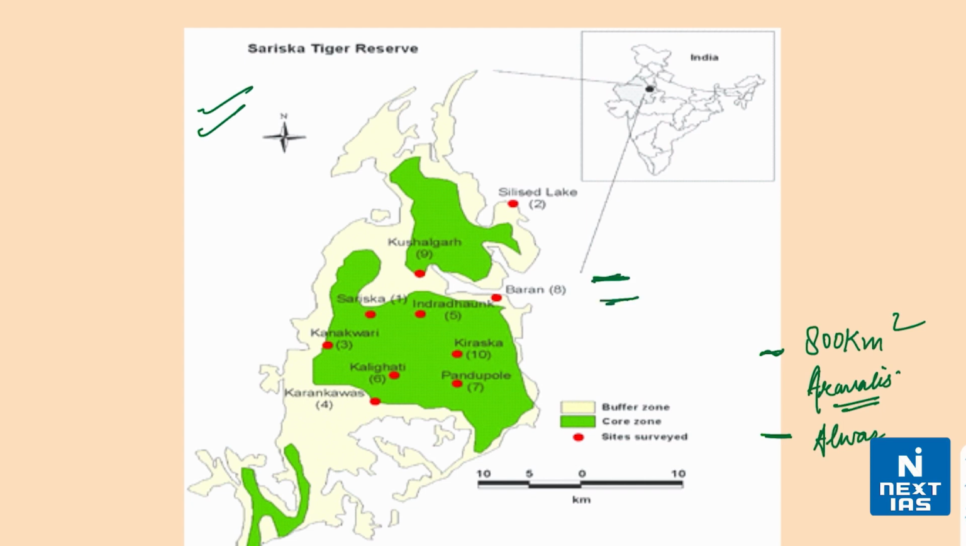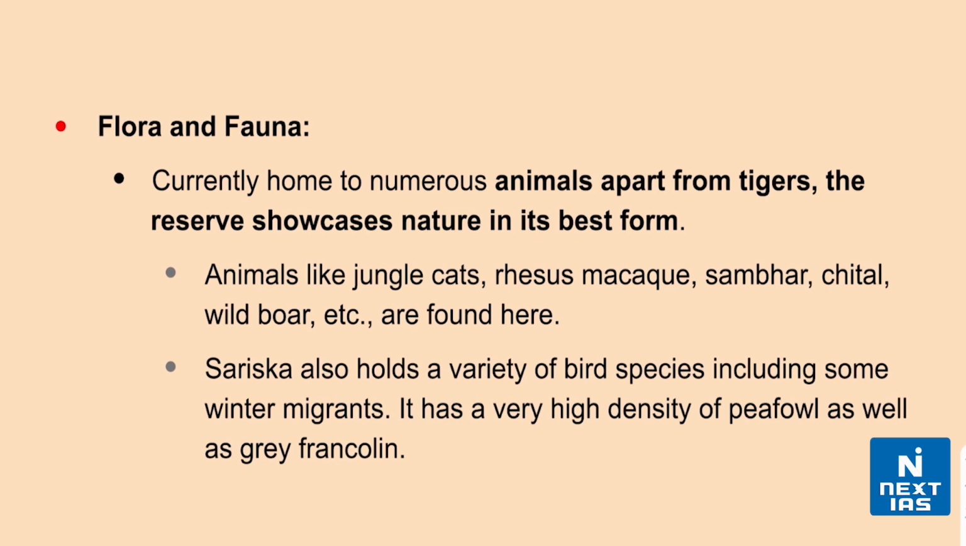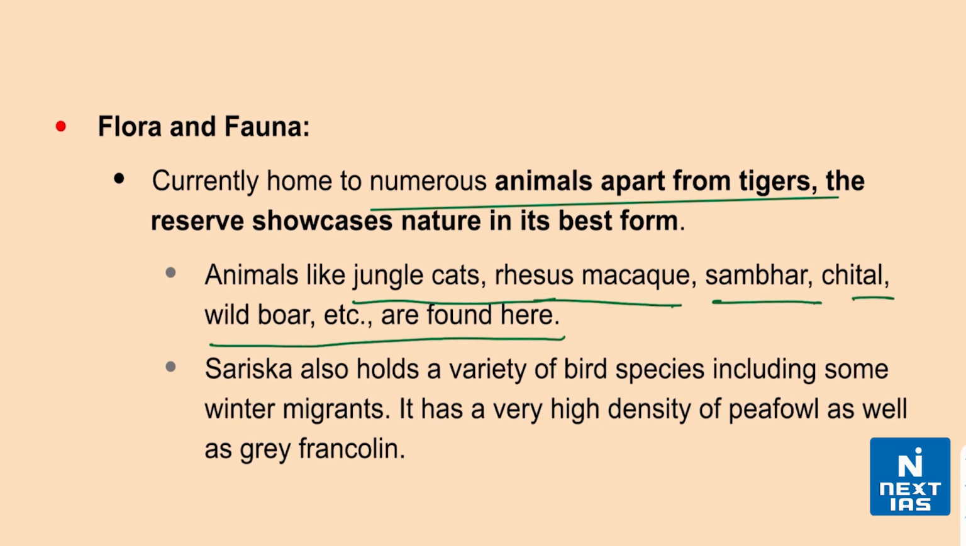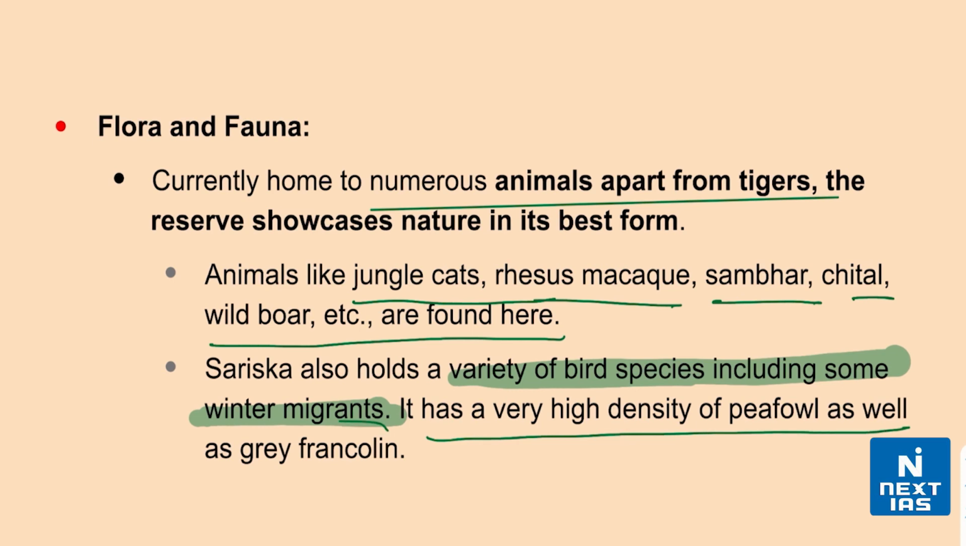This region has mountains, dry deciduous forests and cliffs. Also, the Sariska Tiger Reserve is currently home to numerous animals apart from tigers, like the jungle cats, macaque, sambar, cheetal, wild boar, etc. It also holds a variety of bird species, including some winter migrants. It also has a very high density of peafowl as well as grey pangolin.